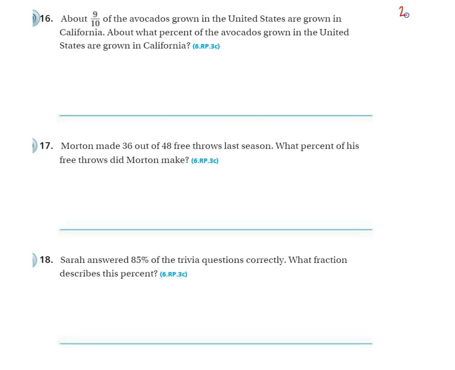All right, now I'm on the top of page 208 in the Go Math textbook, continuing on the mid-chapter check. Number 16. About 9/10 of the avocados grown in the United States are grown in California. About what percent of the avocados grown in the United States are grown in California? That's our question. So they want us to change this fraction into a percent.